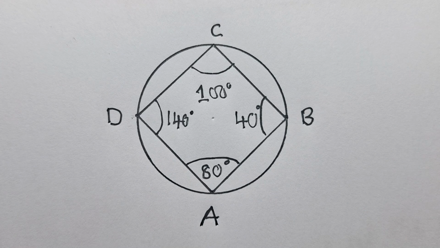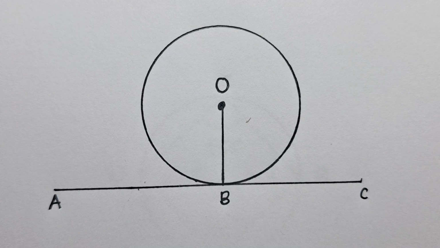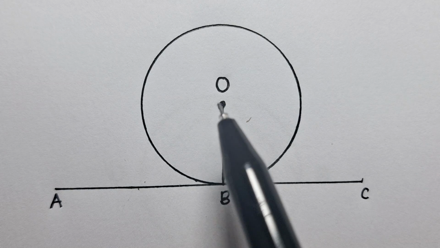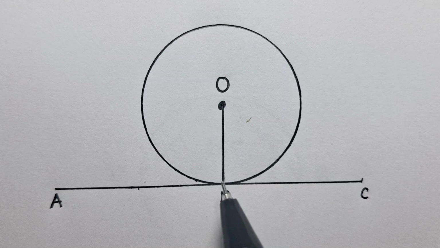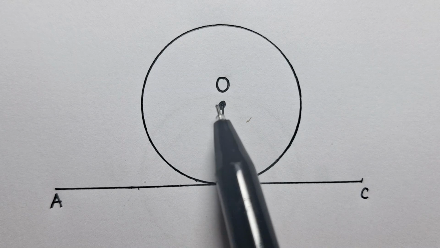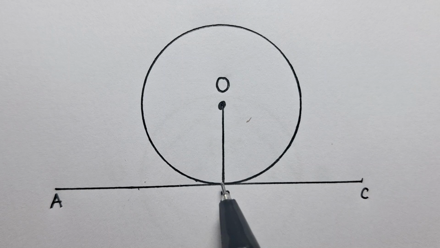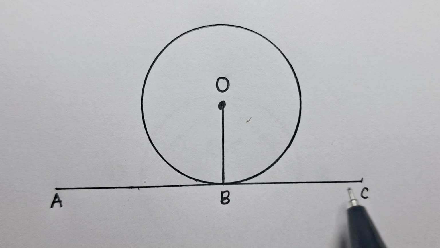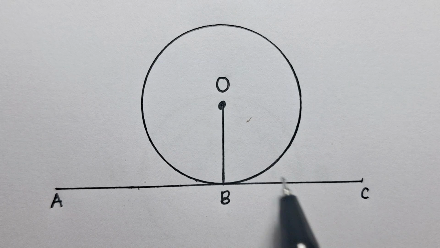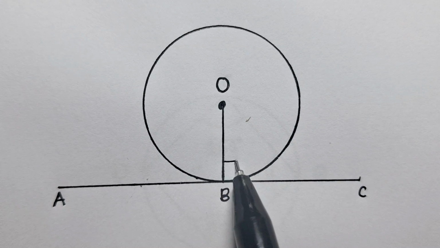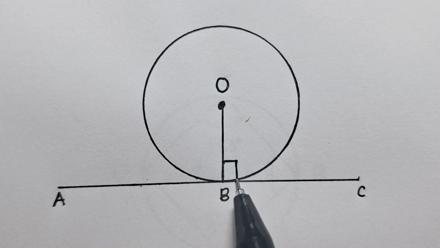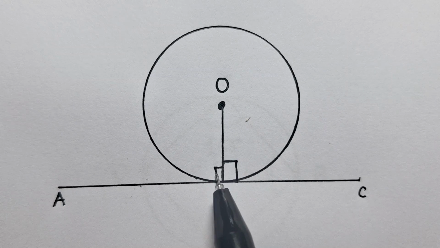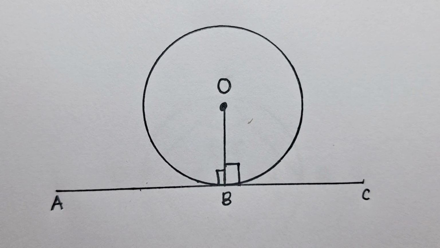Let's go to property number 5. Property number 5 says that when you've got a radius, we know of course that this is a radius, a line from the center to the circumference, and it touches the tangent line, the angle between the tangent line and the radius is always 90 degrees. So this is 90 degrees, and this side also is 90 degrees. Okay, that's it. Not very simple, not very difficult.